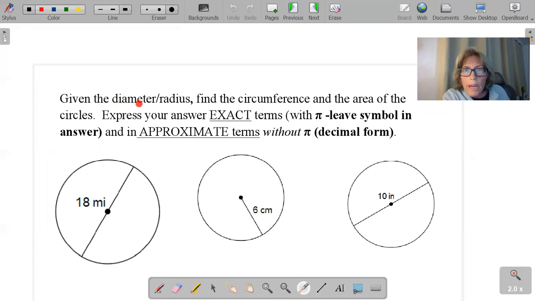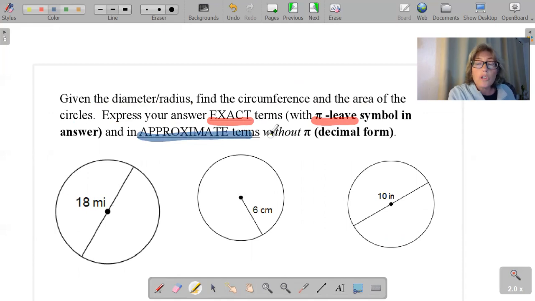Given the diameter or radius, find the circumference and the area of the circle. Express your answer in exact terms. Exact is the most accurate, and exact means to leave the pi symbol in your answer. And then approximate, in which you turn it into a decimal form without pi. Exact form is actually preferred most of the time.